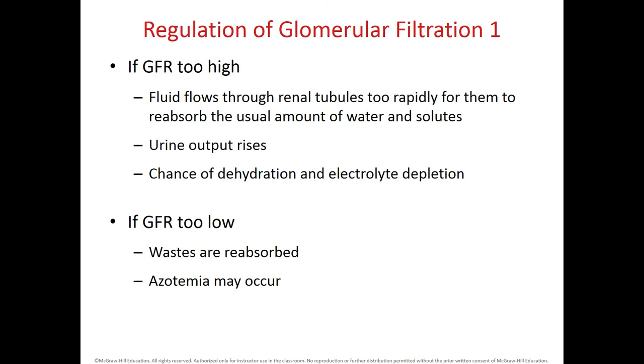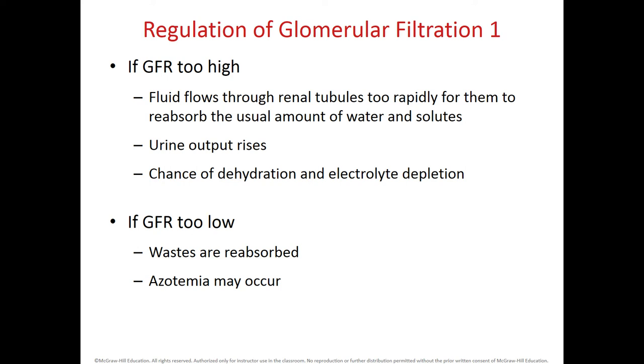We can have changes in the glomerular filtration rate depending on your osmolarity and other physiological conditions. So if your glomerular filtration rate is high, the fluid will flow through the renal tubules too rapidly for them to reabsorb the usual amount of water and solutes, and the urine output will rise. You will have a chance of dehydration and electrolyte depletion if that happens.